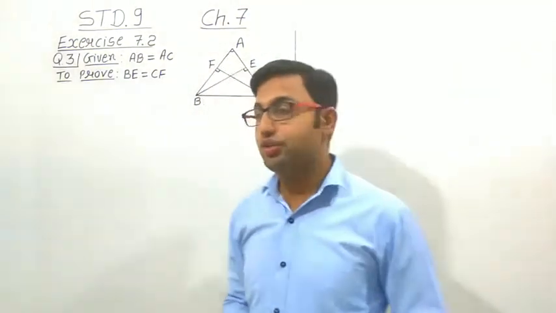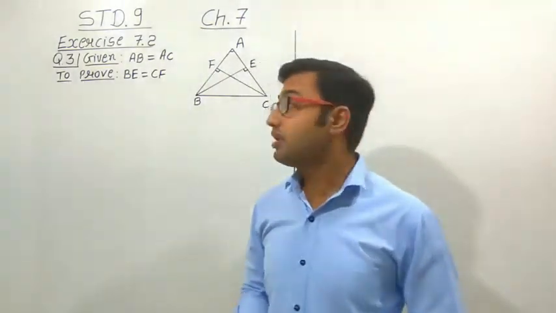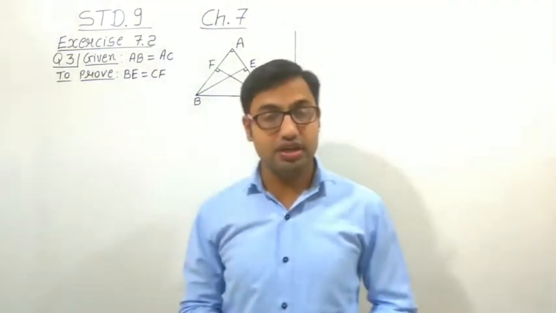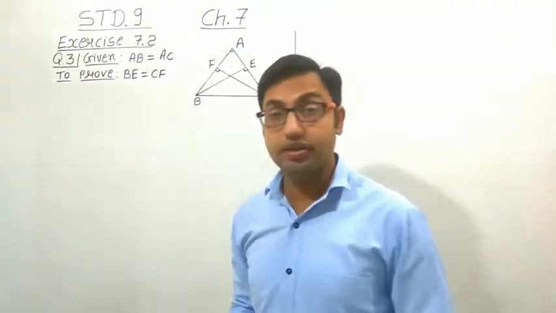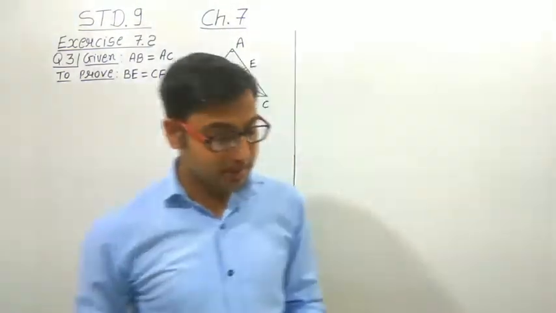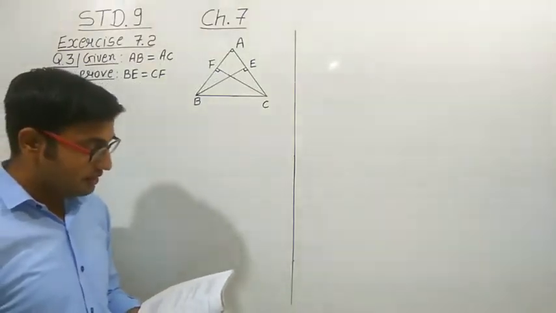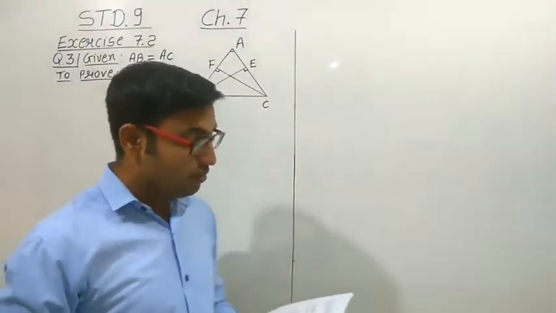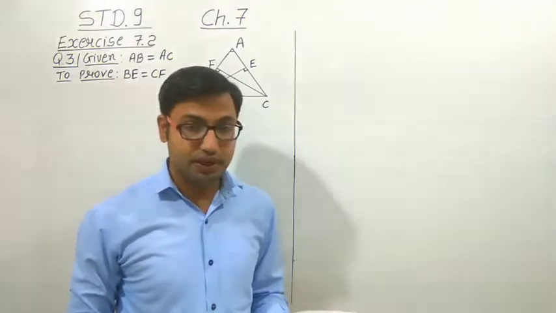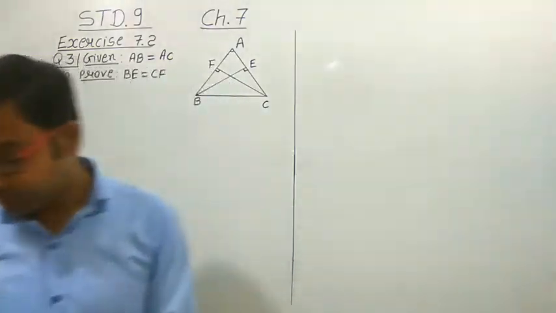Hello students, today we will continue exercise 7.2. This is the topic of standard 9 chapter number 7 triangles. Question number 3. What is the question? Question is ABC is an isosceles triangle in which altitudes BE and CF are drawn to equal sides AC and AB respectively so that these altitudes are equal.